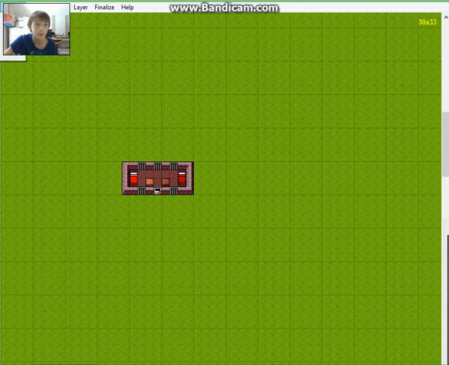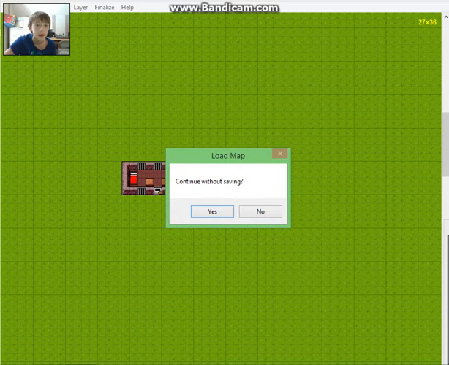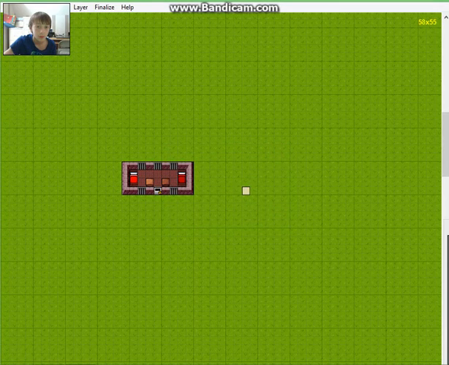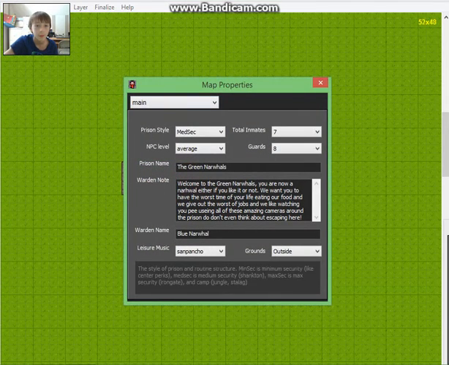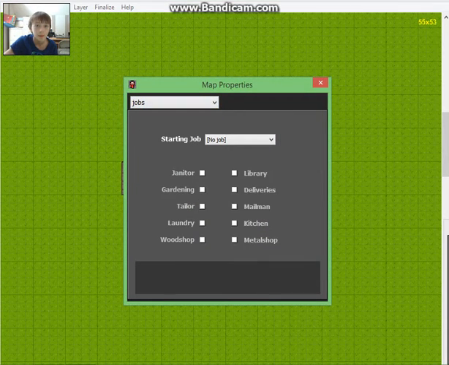I didn't add the perimeter. Oh, dude! I totally forgot to. Okay. So, mode. Wait, no, panel. Properties, there. So, we forgot to add the jobs and everything.